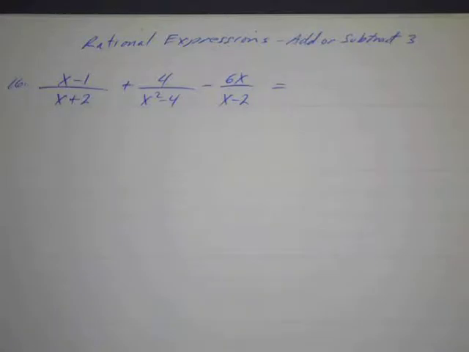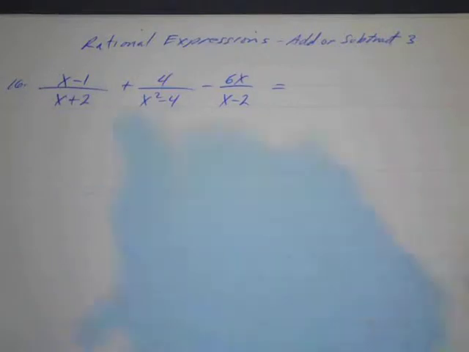Okay, here's another example of adding or subtracting. x minus 1 over x plus 2, 4 over x squared minus 4, and 6 over x minus 2. So again, we want to make sure everything's factored first so we can determine what our LCD is. We have to find that in order to add these.